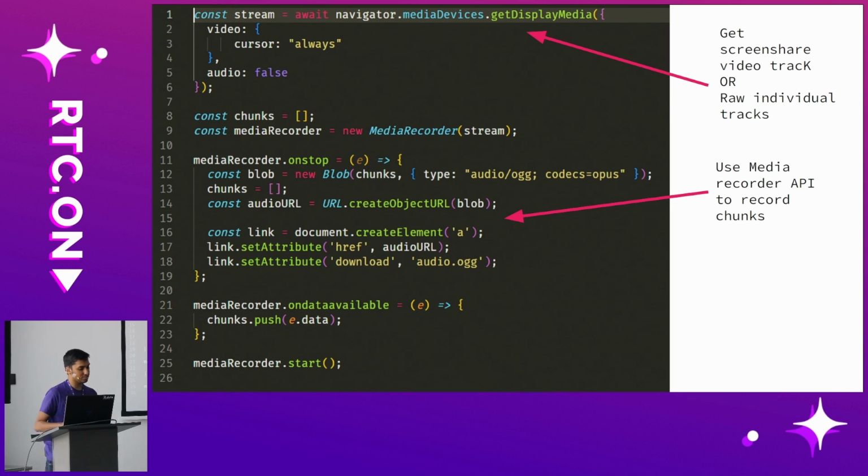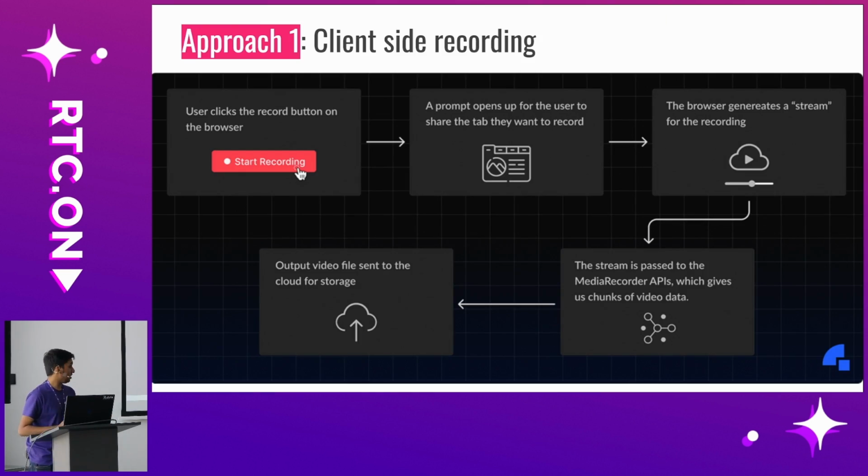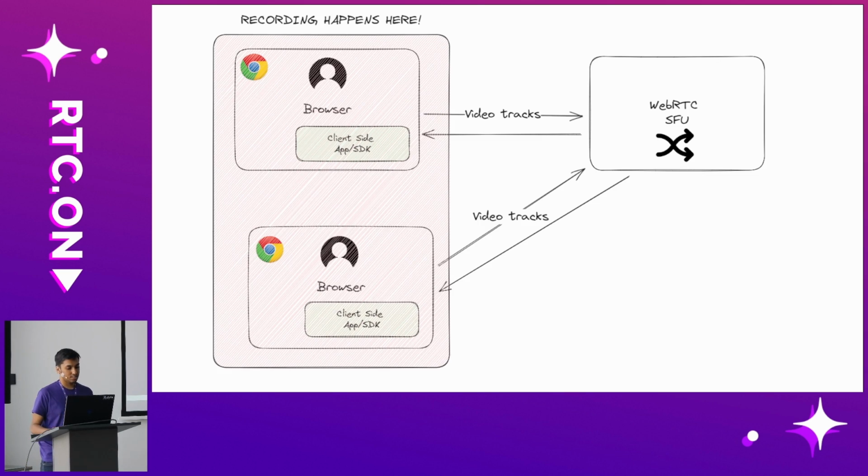If you want to visualize how the end-to-end flow would look, you would have some kind of record button on your browser, and as I said, a prompt would open up, and you would use the APIs I showed on the previous slides to record the media. Then you get a file which you send to your storage. And one very crucial part which affects where you can use this approach is that it runs on the client side.